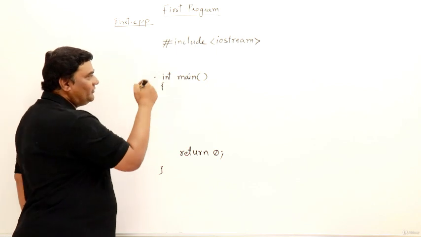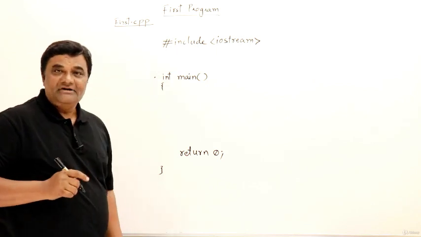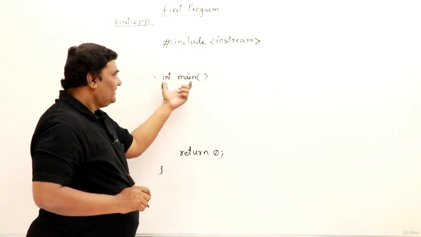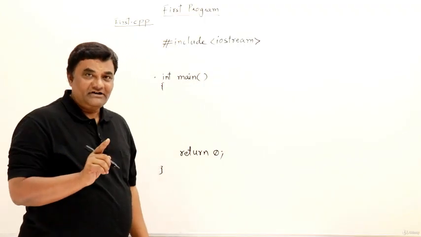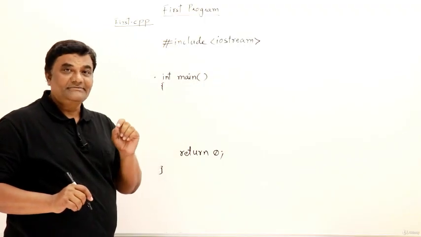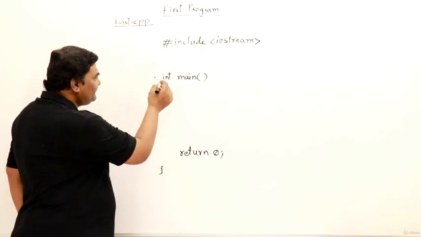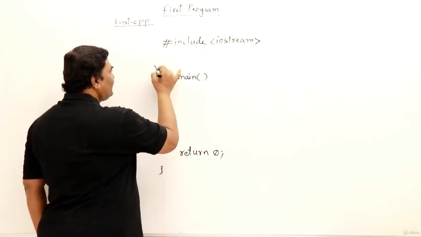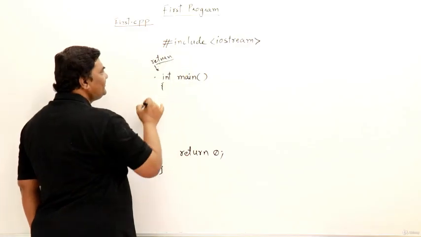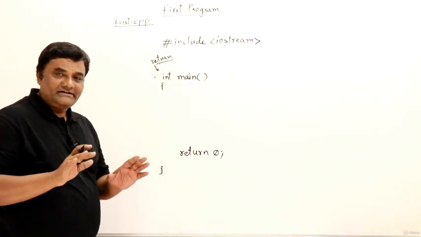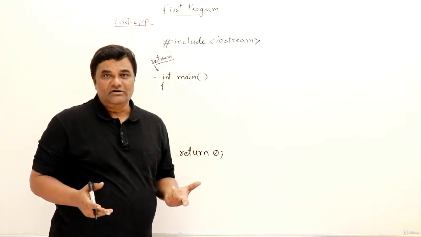See, this is the starting point of a C++ program: the main function. This is main, and the round brackets are there, so this is a function. This main function is the starting point of a C++ program. Then what is this int? This is called the return type of a function. We will be learning about return types afterwards. But right now, as a formality, you have to write it always.